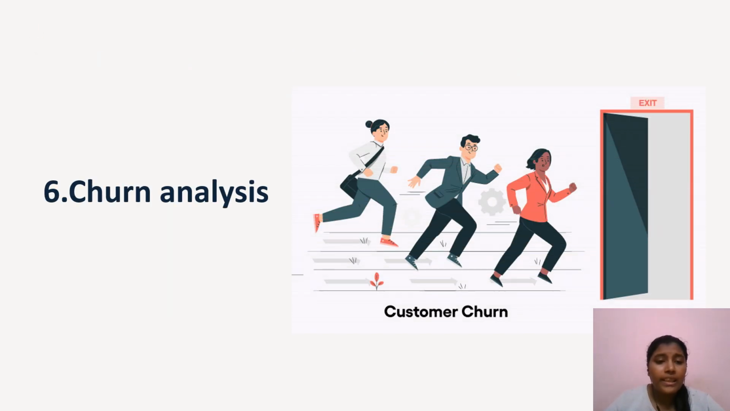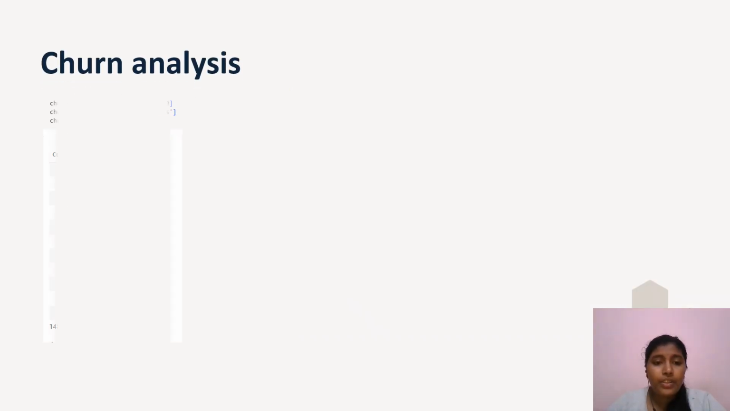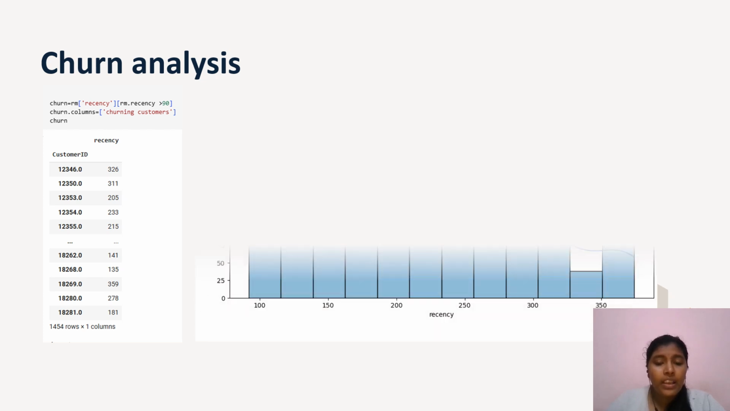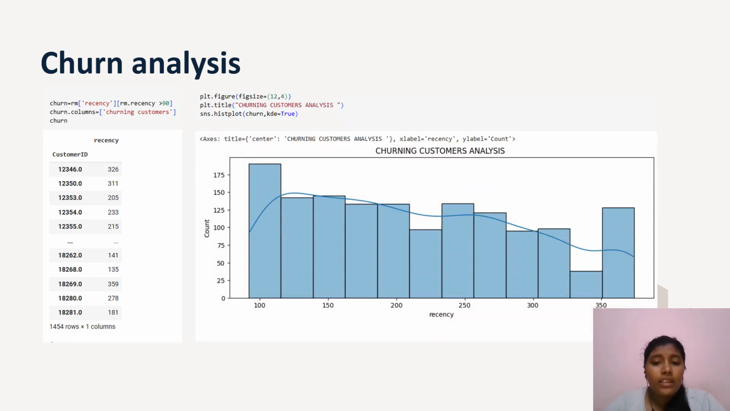Now I am going to analyze the churn. Churn means the customers who are about to leave, which means they have not been visiting our store recently. I have analyzed the churn using the recency. If we observe, these are the people who range from 100 to 350, which means they have not visited our store for more than 100 days, and this is the count of the people for the number of days itself.